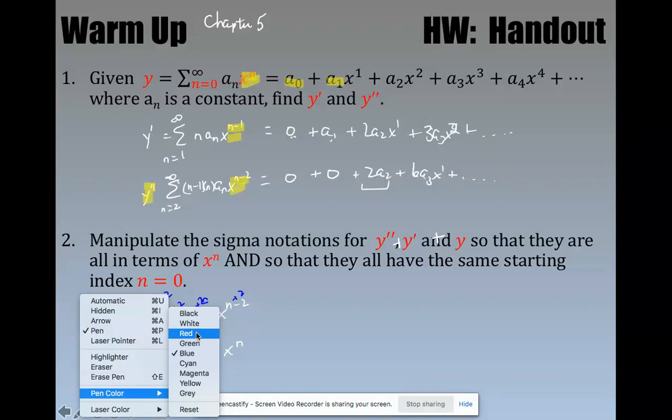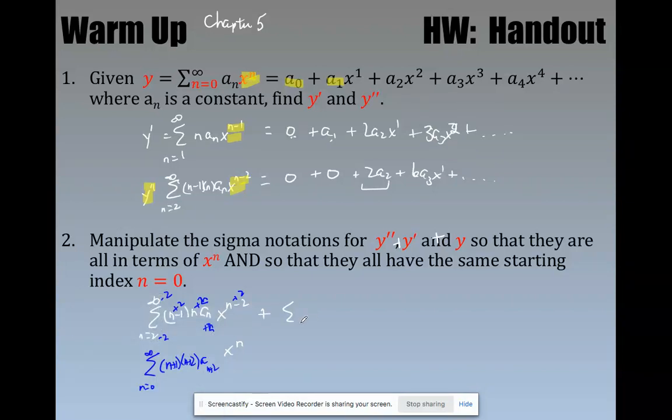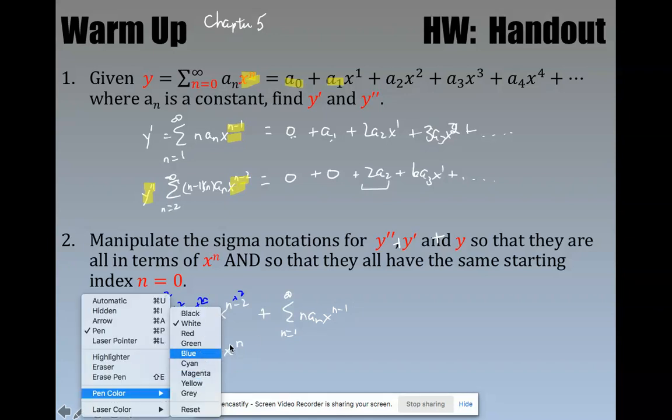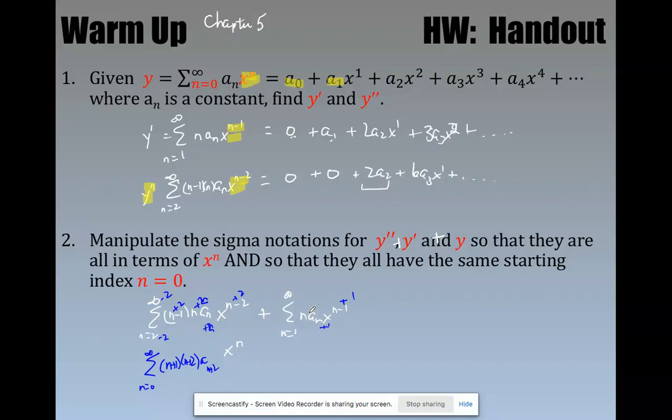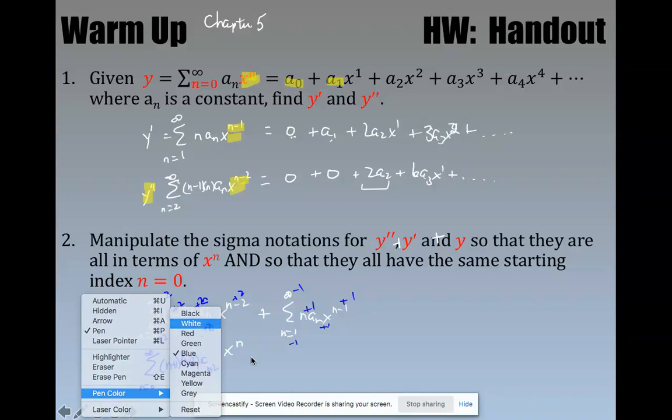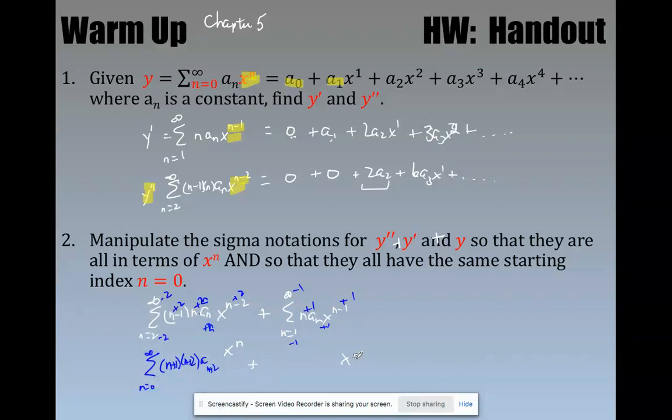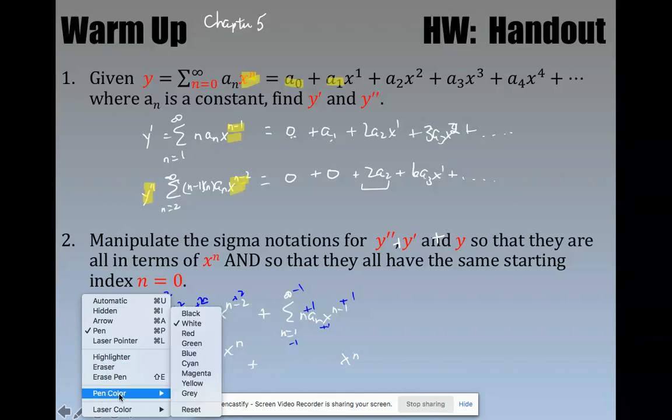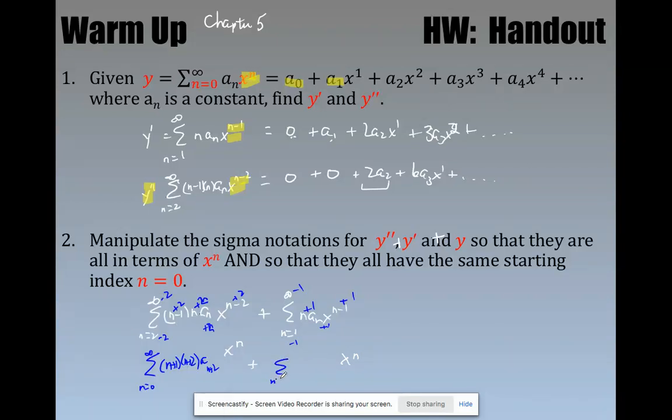Can you do the same thing with y prime? This time you don't have to add 2. What do you have to add? Add 1 to all the n's on the inside, subtract 1 on the outside. So that ends up being infinity minus 1 and still infinity.